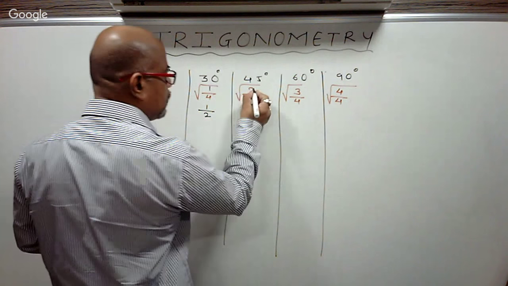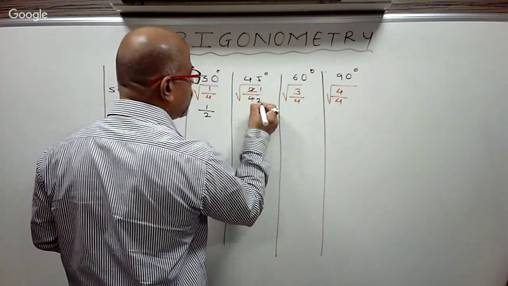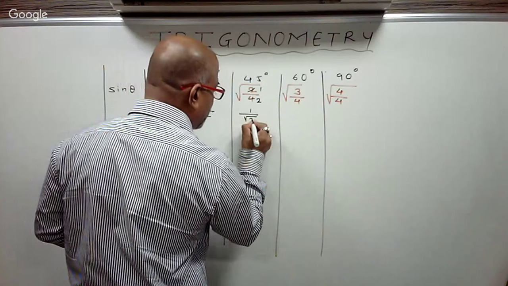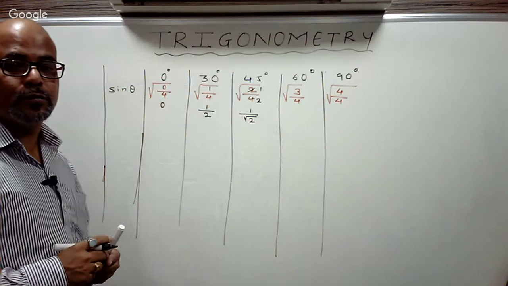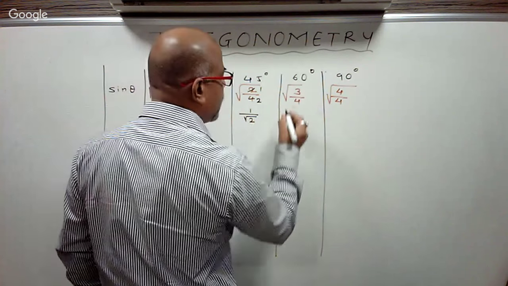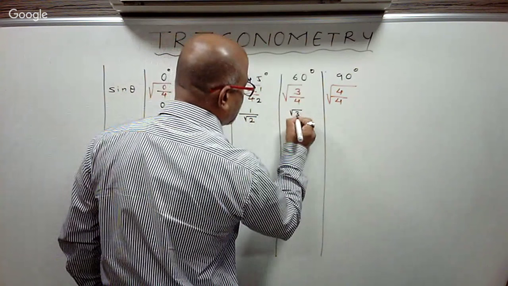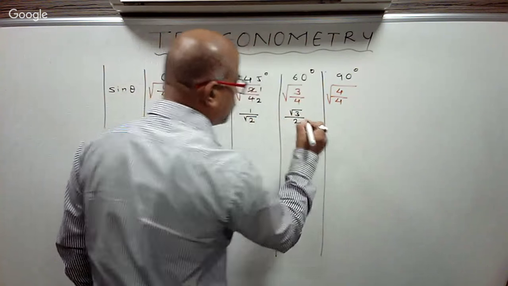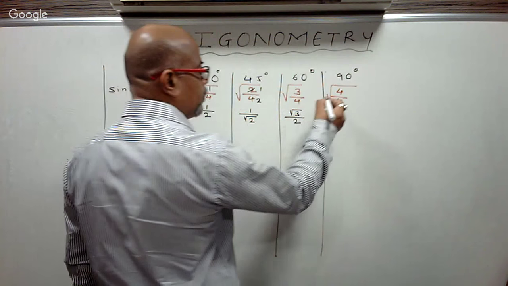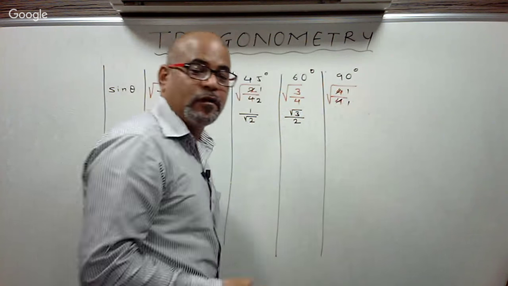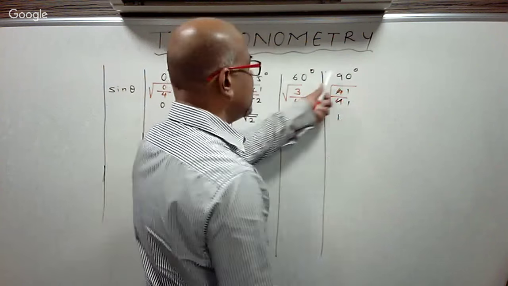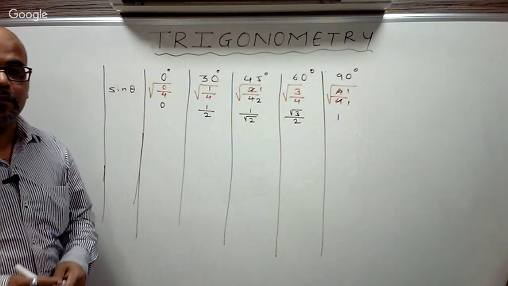Here I cancel this out. We know that 2 1s are 2, 2 2s are 4. Now square root of 1 is 1 and square root of 2, we don't know the exact value, therefore I write here root 2. Therefore sin 45 degree equals 1 by root 2. And for 60 degree, root 3 as it is, square root of 4 is 2. Therefore sin 60 degree is root 3 by 2. Then here 4 by 4 is 1, square root of 1 is 1. That means sin 90 degree equals 1.